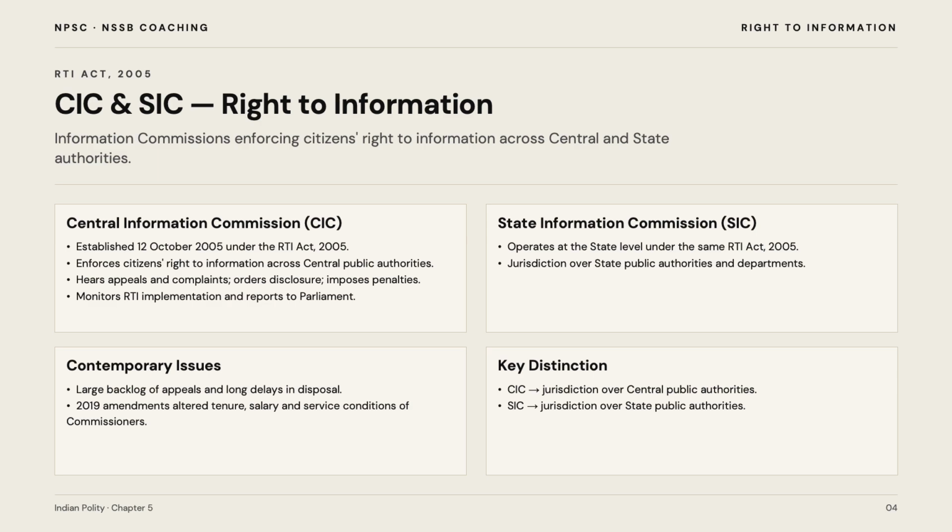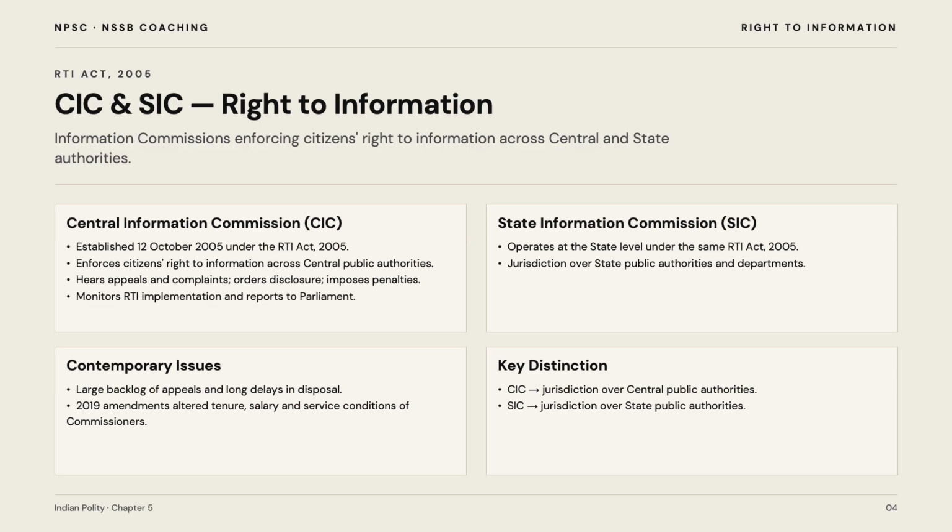Now the Central Information Commission enforces RTI, monitors RTI implementation and reports to Parliament. Every RTI filed will be collected by the Central Information Commission and submitted to the Indian Parliament. In the state, we have the State Information Commission that submits to the Central Information Commission, which will submit it to Parliament. So it enforces citizens' right to information across central public authorities, and for the state, we have the State Information Commission. Is that clear?